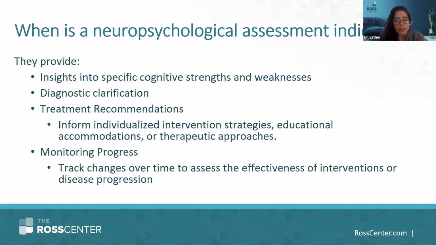And importantly, neuropsychological assessments include treatment recommendations, and these recommendations inform individualized intervention strategies. They inform educational accommodations for school, including elementary school, high school, all the way up to college. And they also provide recommendations for therapeutic approaches that could really help target the cognitive domains that were assessed. And importantly, neuropsychological assessments can track changes over time. So they monitor these symptoms and the progression of either the disease or the effectiveness of the interventions that have been tried.